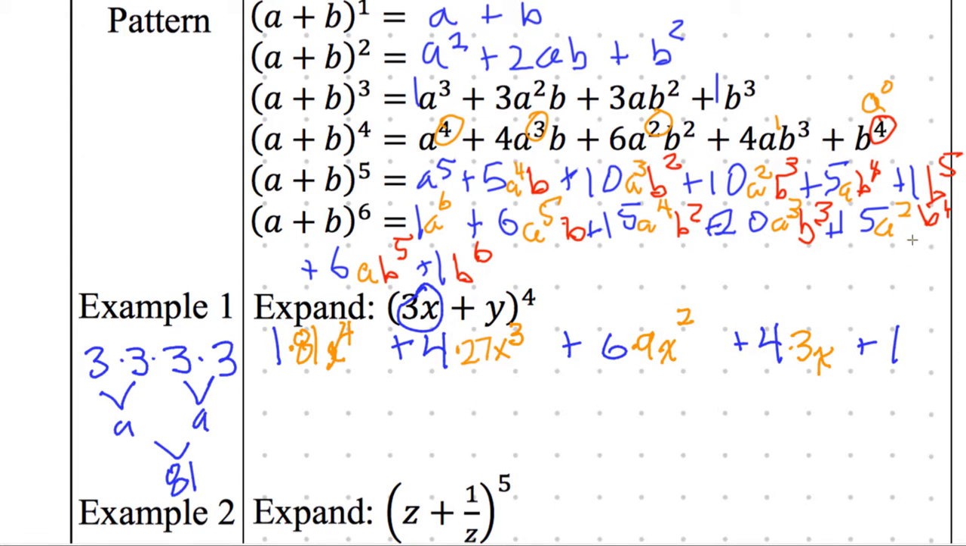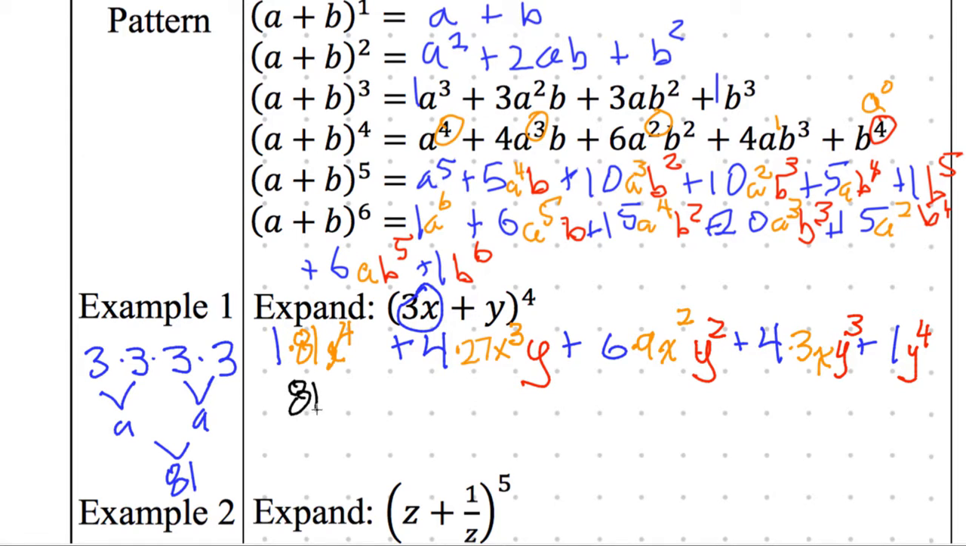Alright, and then I need to go backwards with my y's to the power of 4. And this is easier because there's no coefficient, so you just go straight y to the power of 4, y to the power of 3, y to the power of 2, y, and no y. And of course you need to simplify, so my final answer: 1 times 81, that's pretty simple.